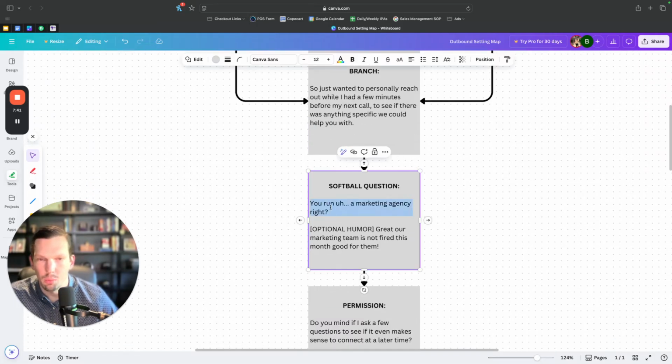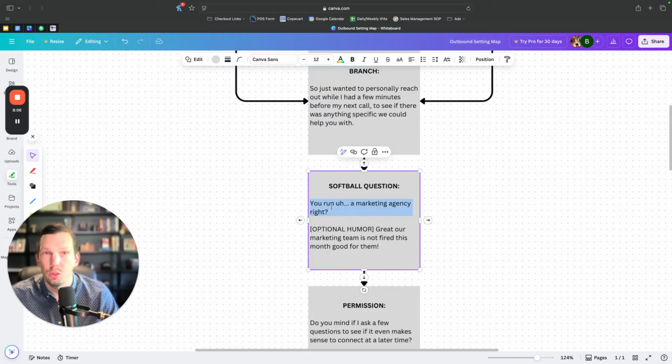This is one of the most important parts of this script because their brain cannot ignore a question. And when you get this little micro commitment, a little yes on the front end, affirming they are, in fact, the type of person or business that you are meaning to connect with and want to call. So for us, it's, "Hey, you run a marketing agency, right?" They can't ignore that question, so they're going to say yes to that.